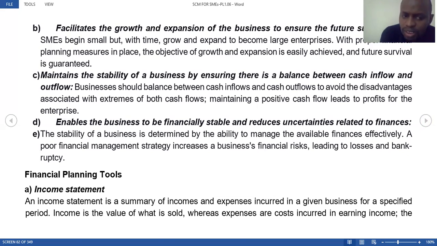One of the tools is the income statement. An income statement is a summary of income and expenses incurred by the business for a certain period of time. And it helps you to understand what you are going to incur in form of costs and the earnings for the business.